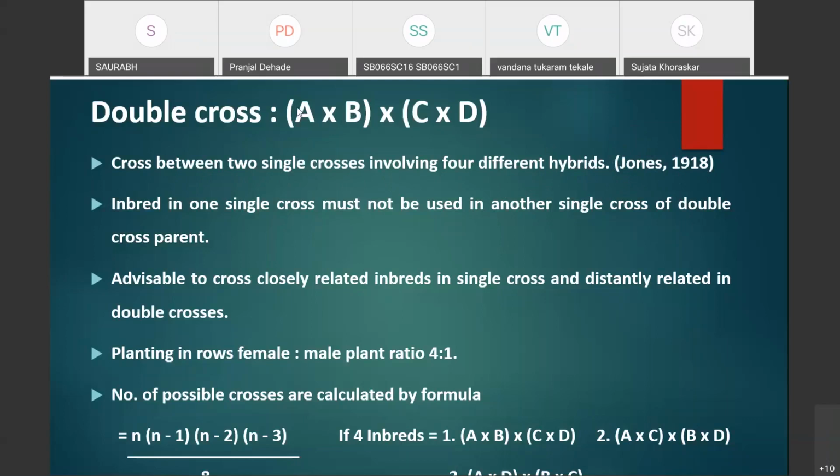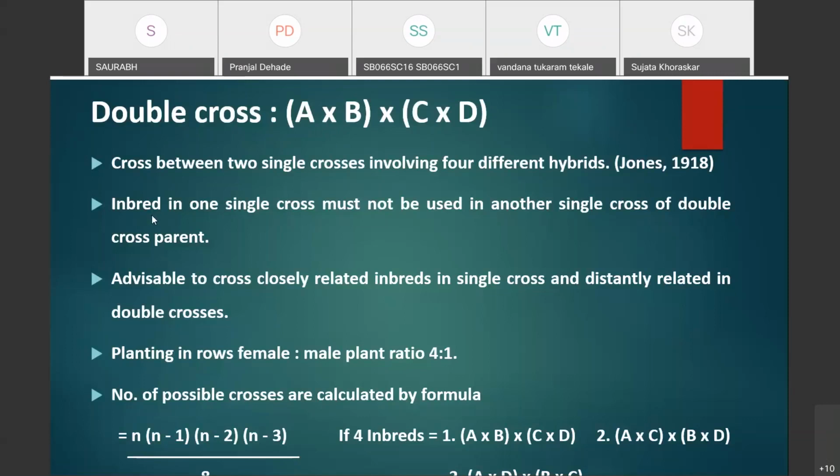Here you can see this is the cross between two single crosses involving four different hybrids, or we can say four different inbreds. Here you can see A, B, C and D. These four different inbreds are involved, and the cross between these two single crosses is called the double cross.